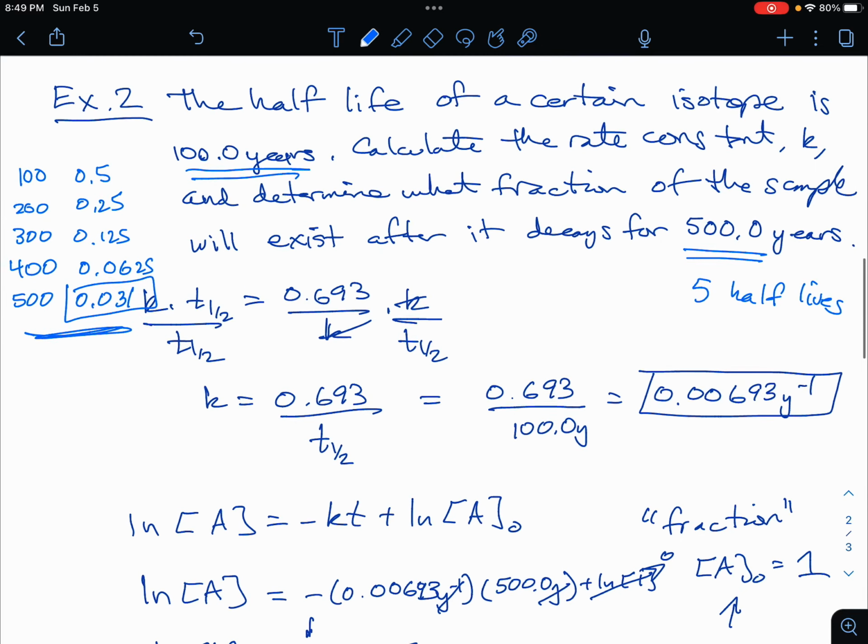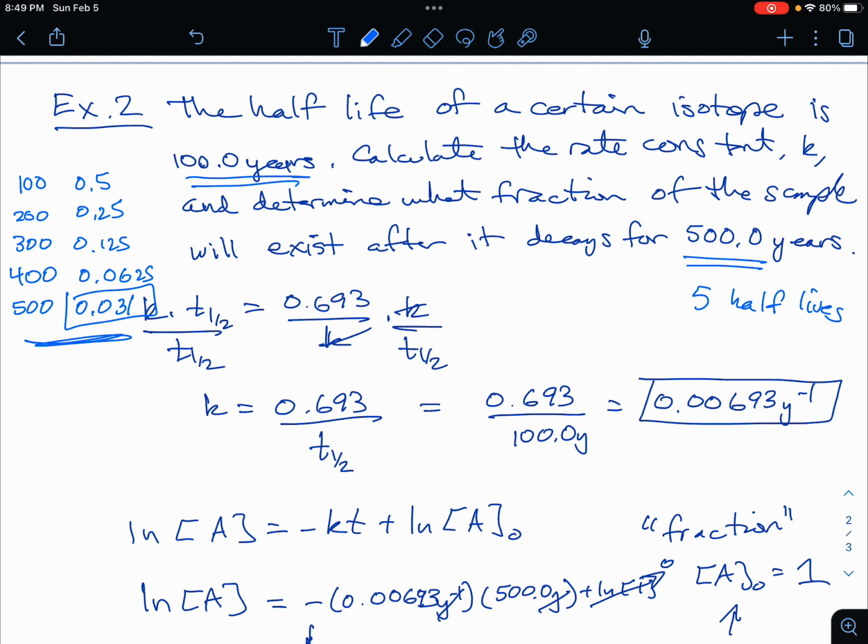Okay, I hope this clarifies a little bit of nuclear chemistry calculations and kind of dredges up some of your memories of how to do natural logs, all right?